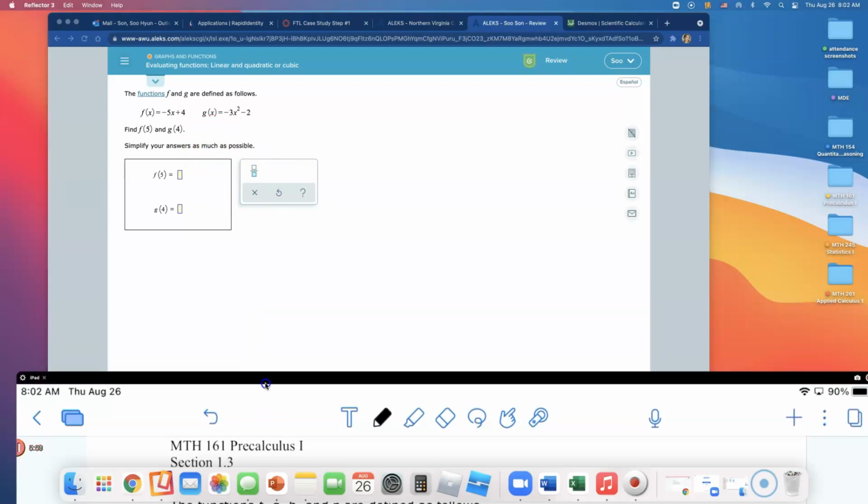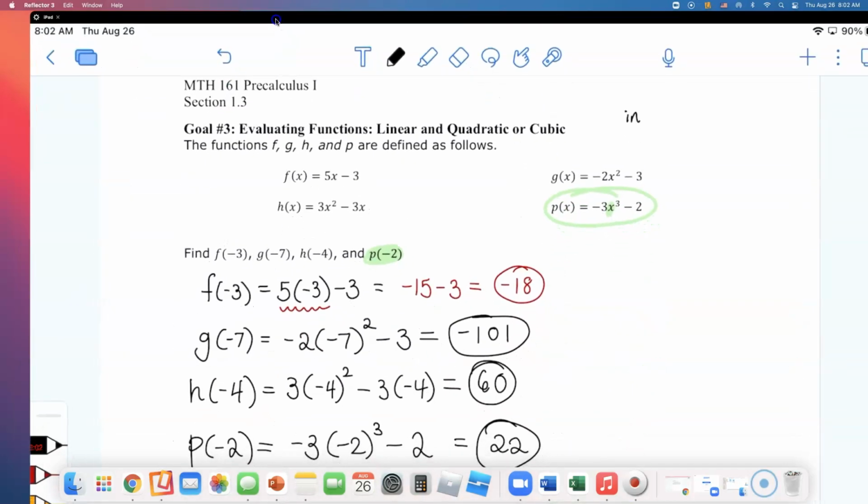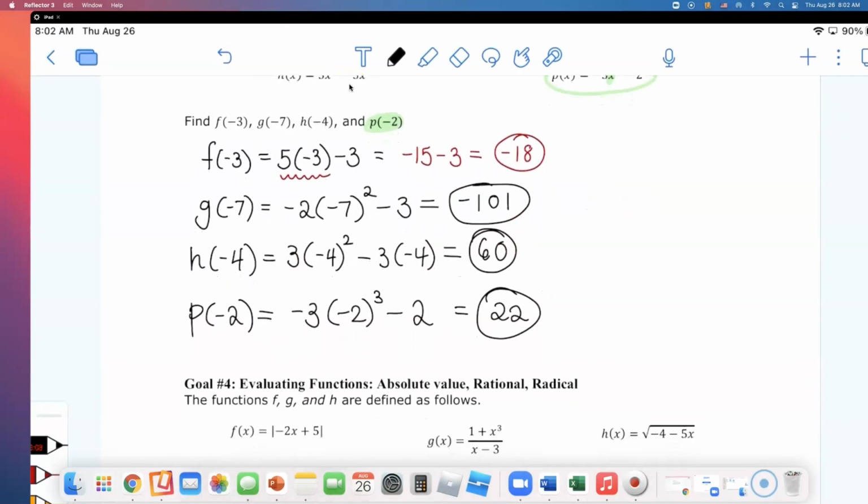I'll stop this video because the next topic, we're working with slightly different functions: absolute value, rational, and radical. So I'll go ahead and make a separate video for that one.